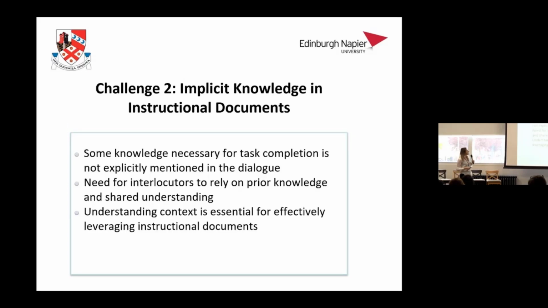The second challenge that we faced was that not all the knowledge in the original document was explicitly mentioned. There are a lot of things that are implied in the documents. We expect people to have some basic level of doing things. And that's one of the things that a neural model cannot really understand how to do.